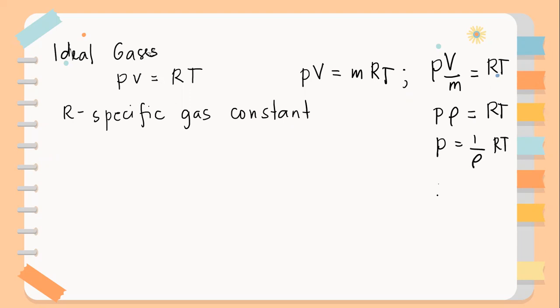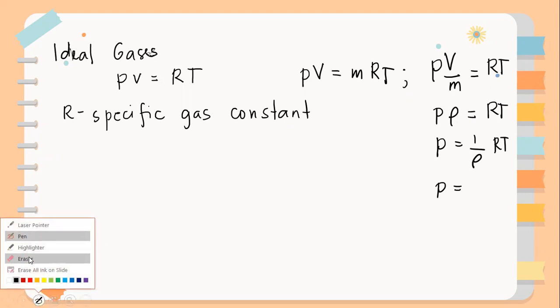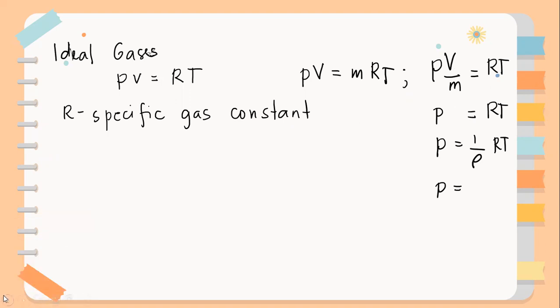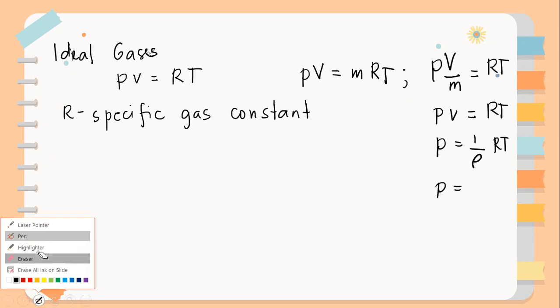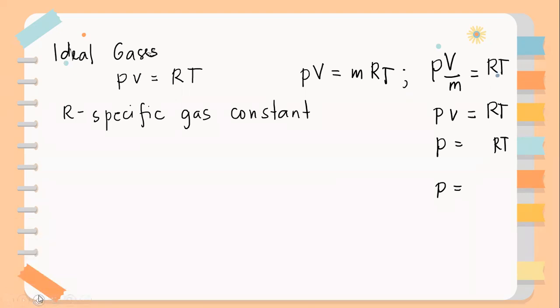1 over the density is specific volume. Volume over the mass is specific volume. That is the reason we have PV is equal to RT. Volume over the mass is specific volume. Then 1 over the specific volume is density, so P is equal to rho RT.